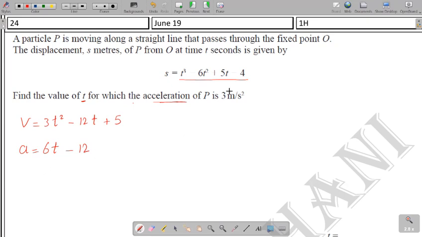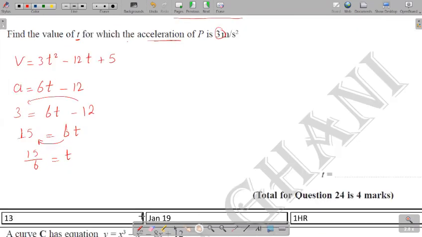I need to substitute for a equals 3 to get the time. So here 3 equals 6t minus 12. Move negative 12 here, so 3 plus 12, it will be 15, equals 6t. Move 6 here, so it will be 15 over 6 equals t. So finally, 15 divided by 6, I have 2.5. So t equals 2.5 seconds. So this is the final answer.